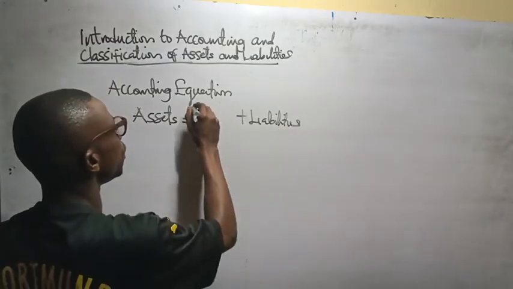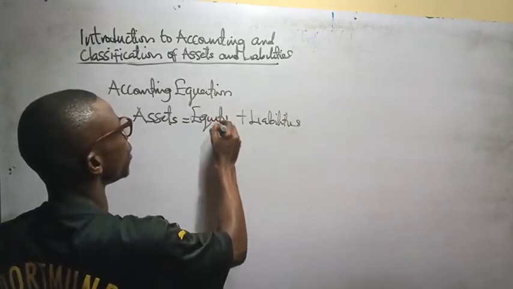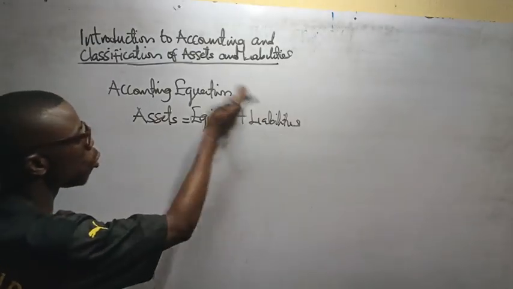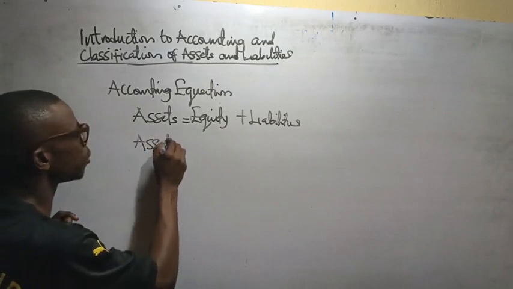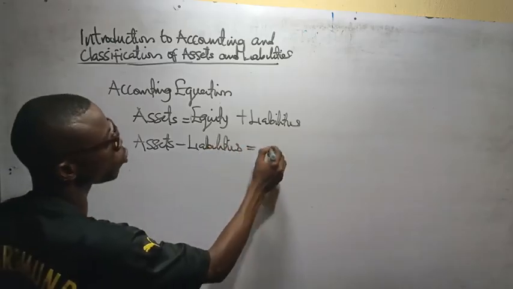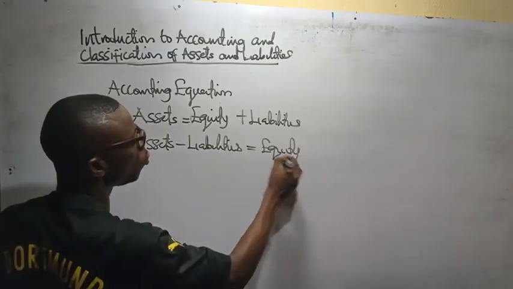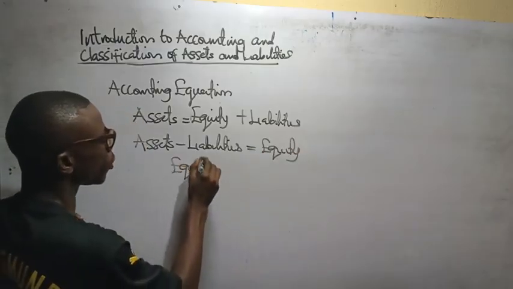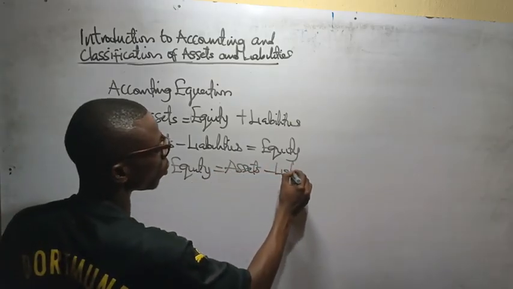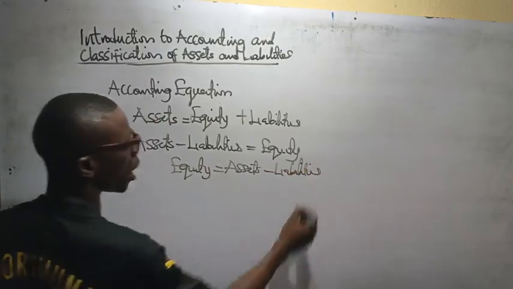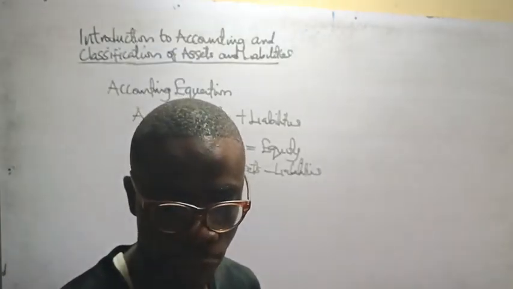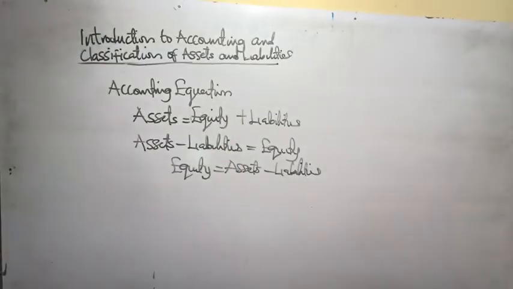Now, if you are given assets and asked to find your equity, how will you find it? Liability will move to the other side, so you will have asset minus liability equals equity. So your equity is equal to assets minus liability. Am I communicating? Are we together? Yes, we are together.